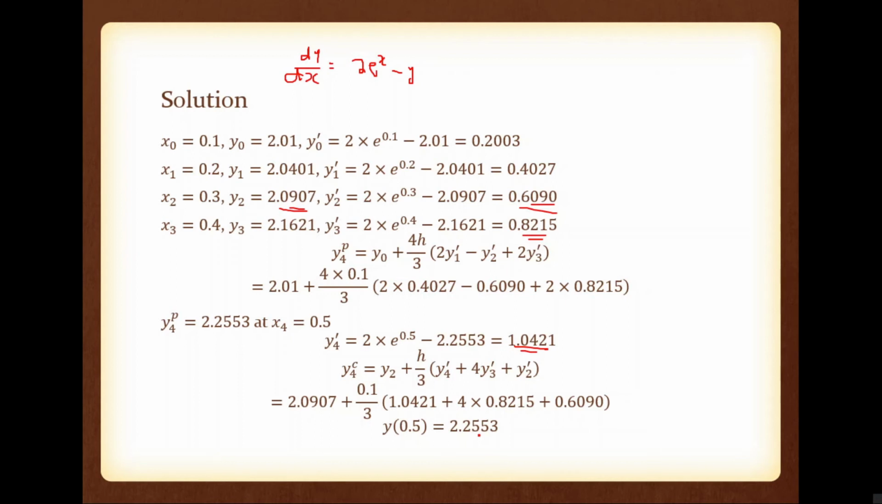Okay. So you can see that the corrected value and the predicted value are exactly the same. Means we can stop here. If it is different, then by using this value you have to apply the corrector method again. Instead of this value, if it is a new value, by using this new value find the new y4 dash, and by using the new y4 dash you have to find the new y4. So you can stop if the successive values are the same. Okay, so here luckily these two values are the same, so we can stop here.